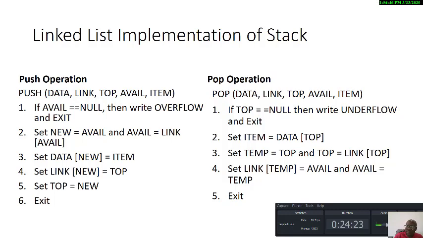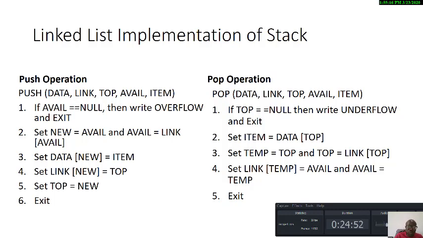If you do that, it ensures that our new node is removed from the avail. So the avail is now going to point to the next empty node, not the first node. In the third step, you put your item into the data part of the new node. So we could say set data of new equals item.